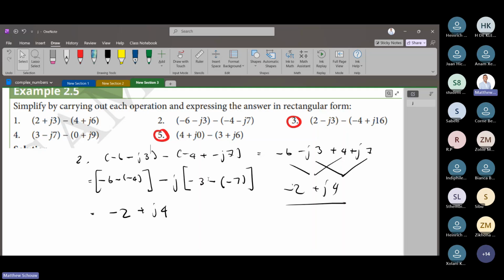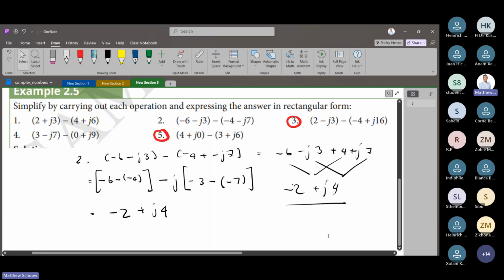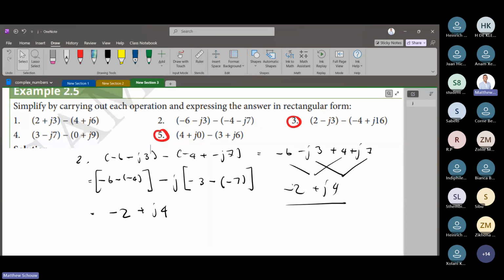Are we all happy with the adding and subtracting? I think the concept is fairly easy, right? It's something we're familiar with. Can we move on? Can we move on to subtraction?